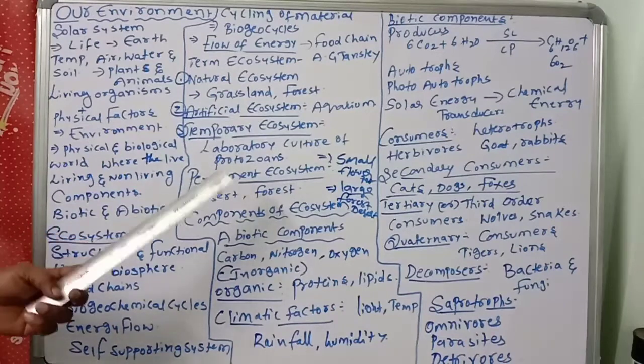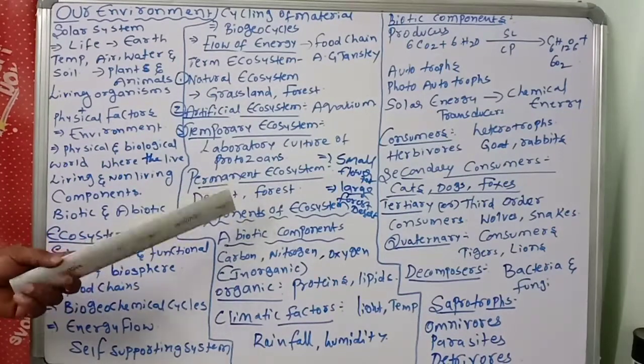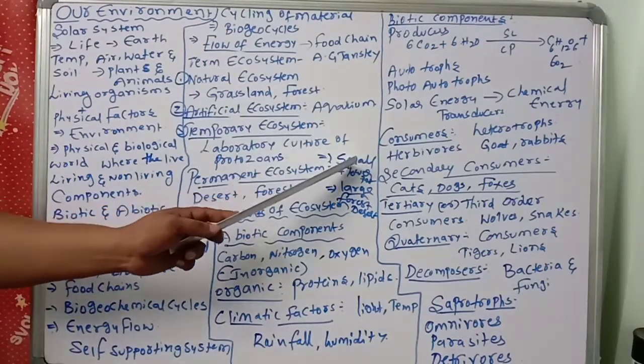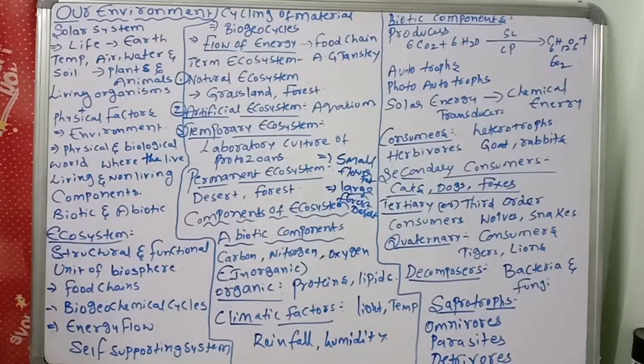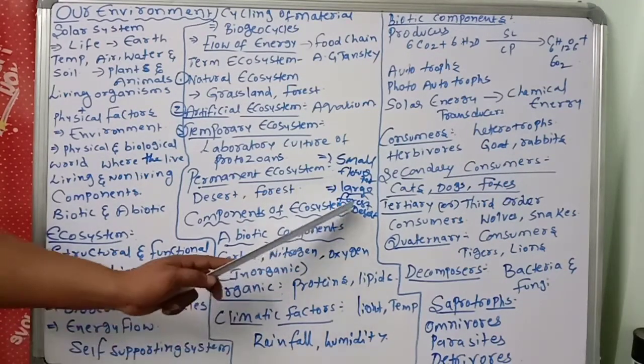permanent ecosystem, desert, forests. And there are small ecosystems and large ecosystems. Very, very important: the small ecosystems are a flower pot, or a site under a stone, and the large ecosystems are deserts, forests, like that.